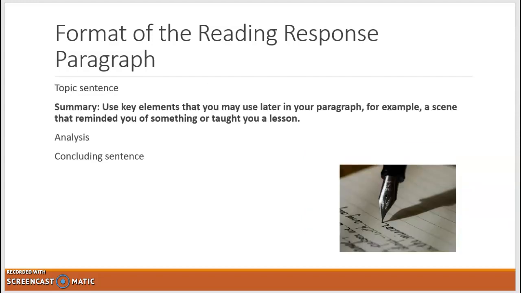If we move to the summary, the second part of the reading response is a summary. The summary uses the key elements from that reading that you may use later in your paragraph, in your reading response, right? So it could be, for example, a scene from the reading that reminded you of something or taught you a lesson.